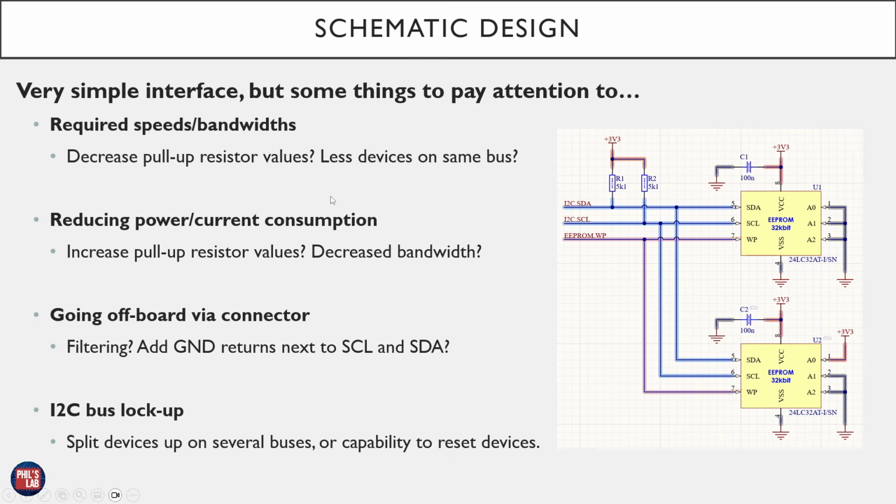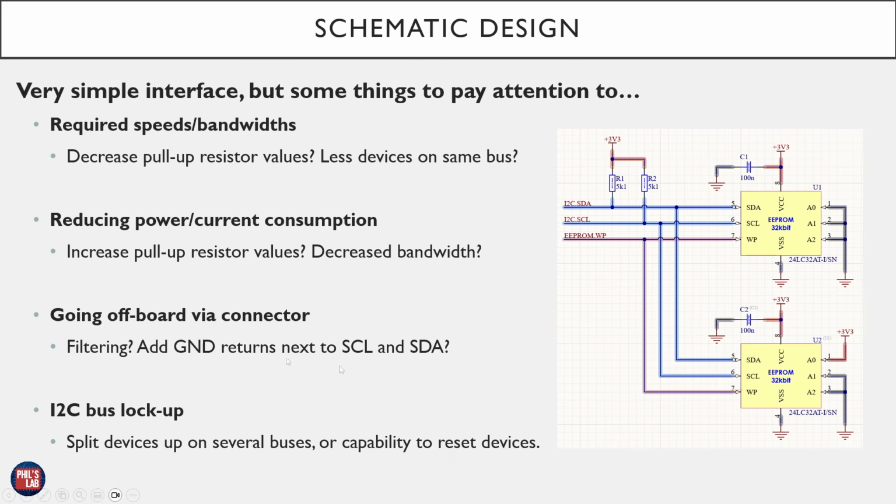For battery-powered applications or where we want really low power, we might want to increase the pull-up resistor values because that reduces the power and current consumption, but then again, we might have a trade-off with bandwidth as well. When we're going off-board via connector, again, we might want to use a buffer or a repeater, especially if it's a very long cable. We want to add some filtering in terms of pi filters, and of course, we might want to add ground returns on the connector next to SCL and SDA, so we minimize interference and noise issues.